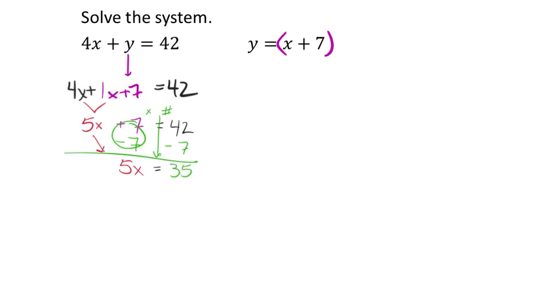And now that we have this, the last thing I need from the x is a phantom 1x. So to make that 5 a phantom 1, I'll just divide both sides by it. And I get x is 7.